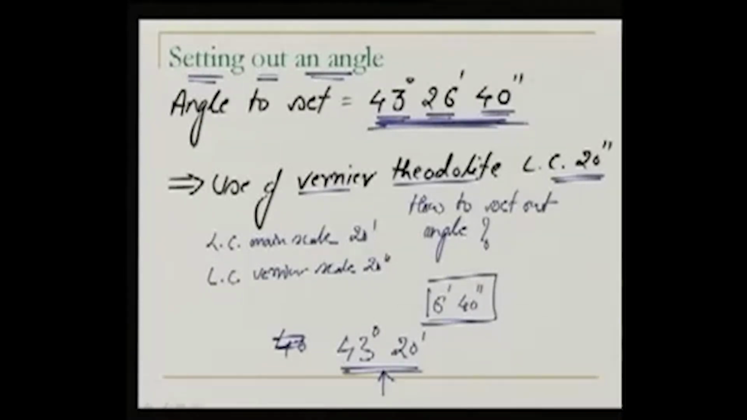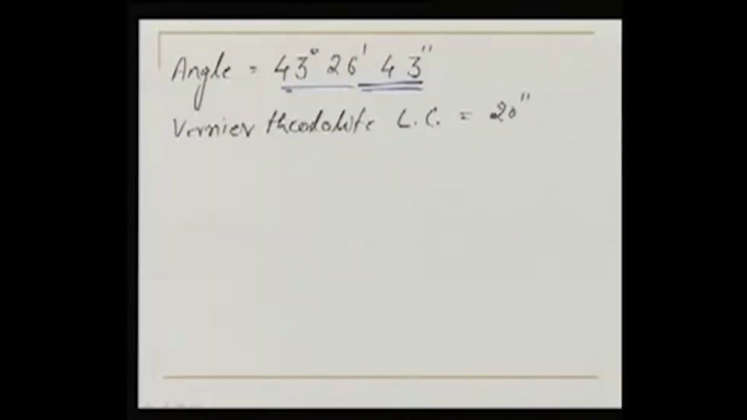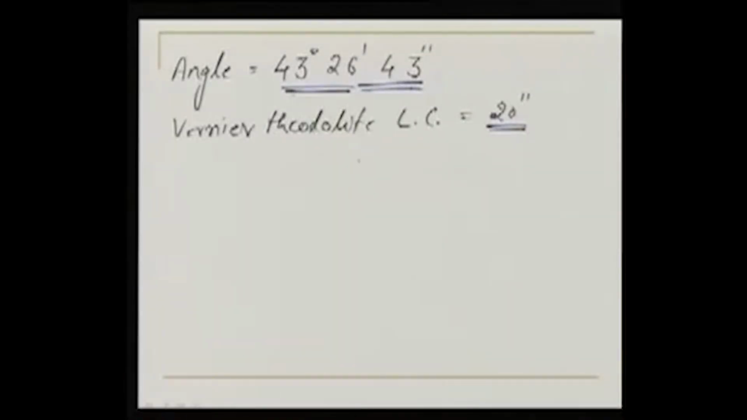Now this is not a very difficult thing to do, but there may be a little difficult situation when the angle that we have to set out is not a multiple of the least count. Over here the angle is 43 degrees, 26 minutes and 43 seconds. When it was 40 seconds, it was fine because the least count of the vernier is 20 seconds. But now it is 43. We cannot set out 3 seconds with this instrument because its least count is 20 seconds.